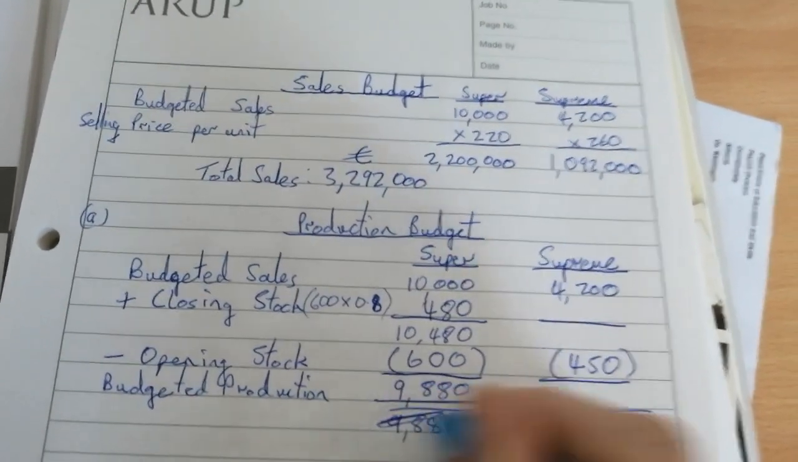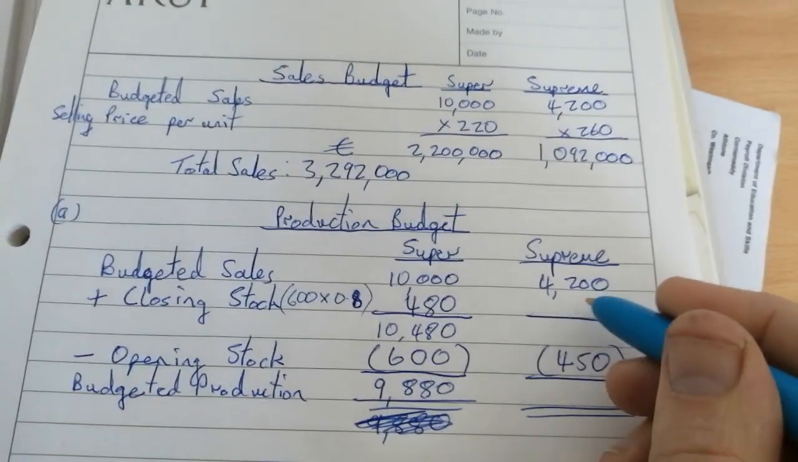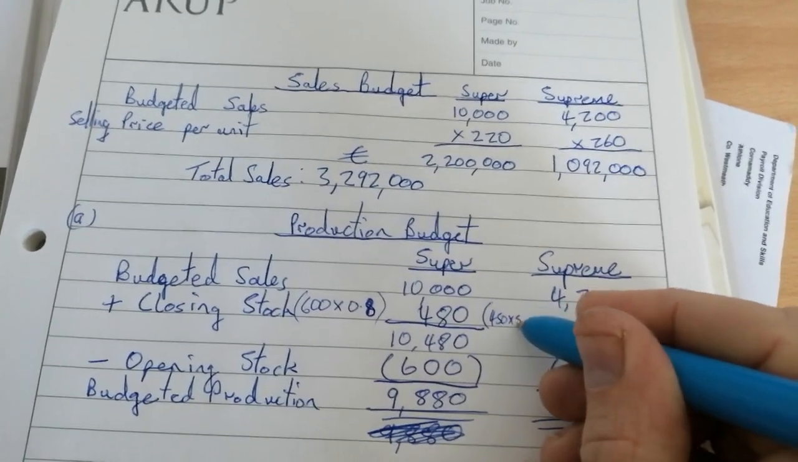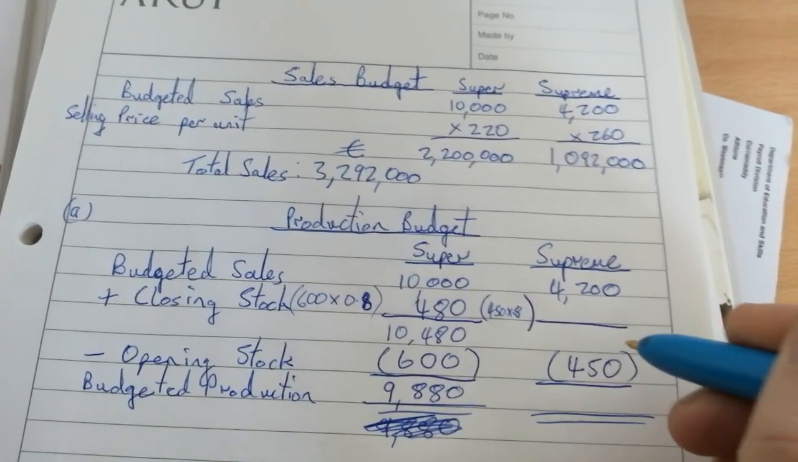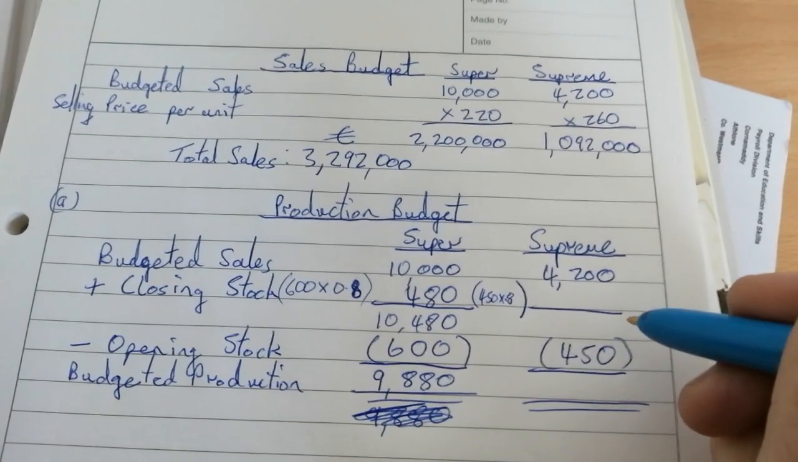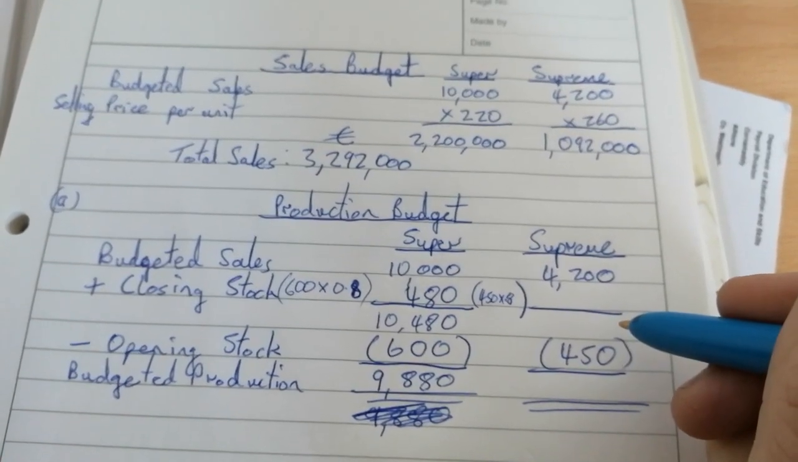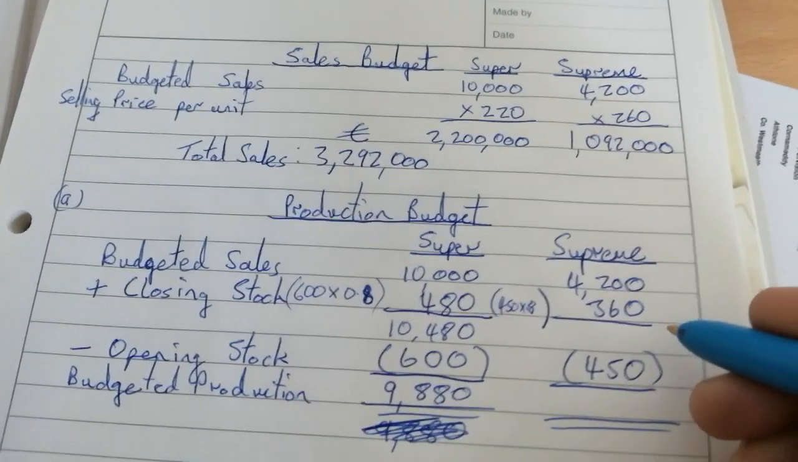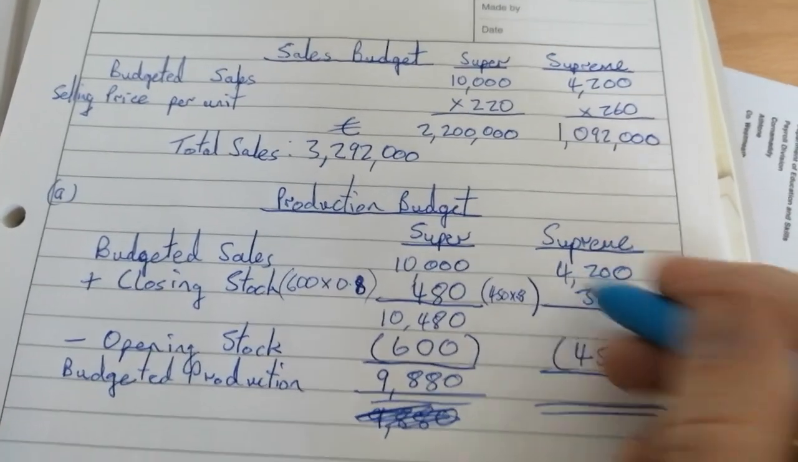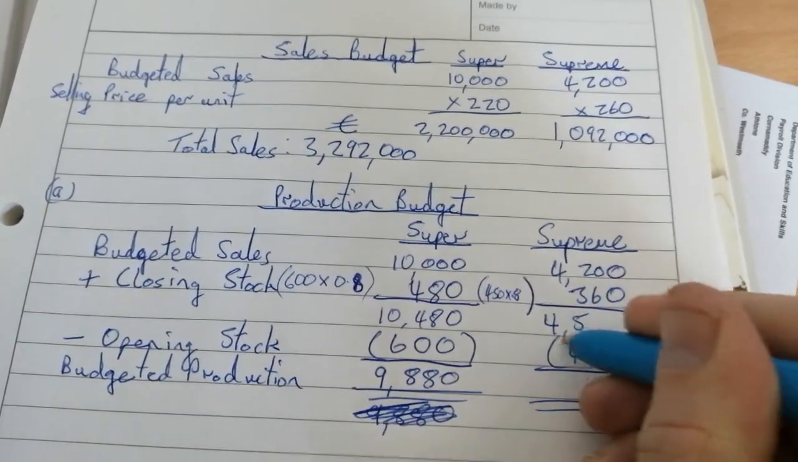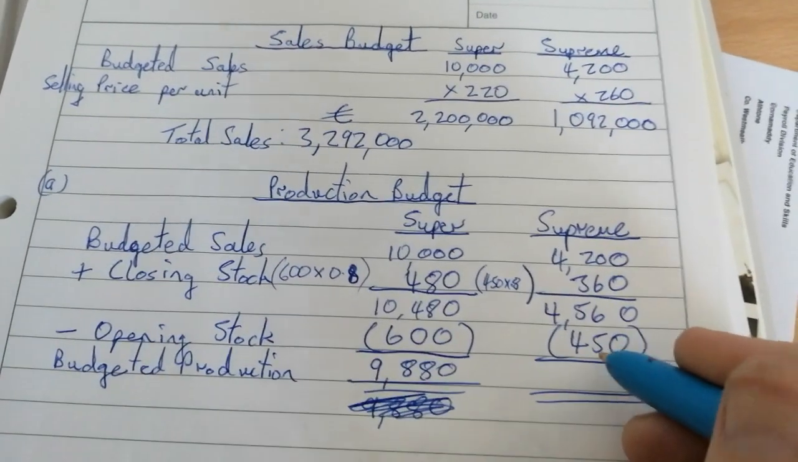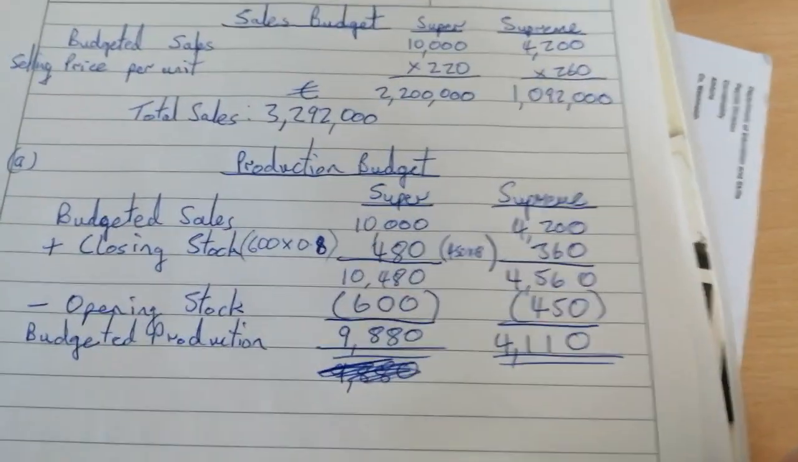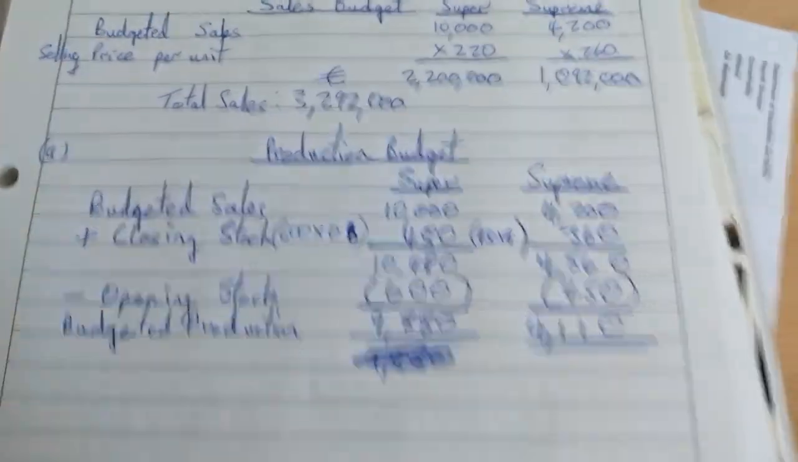Sorry about that, folks. Here again, the 450, I'm just going to put it in here. 450 by 0.8 is going to give you 360, and we're adding this, so 4,560, and then subtracting this gives me 4,110. So that's our production budget.